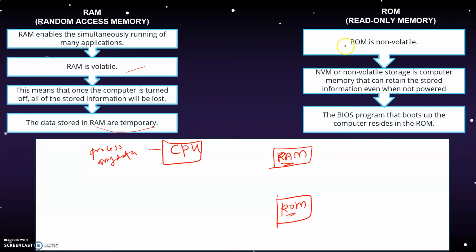Compared to that, ROM is non-volatile. Non-volatile means that whatever information you store inside there will not be lost even if the computer shuts down. Thus, it will not lose its memory. So, ROM is used in computers to hold the BIOS program.